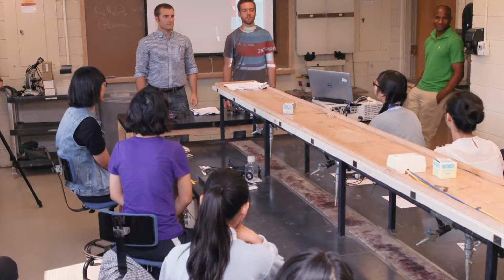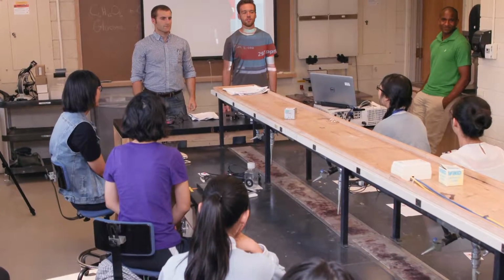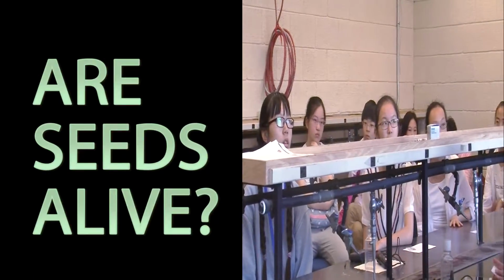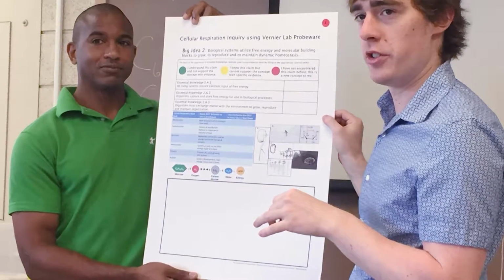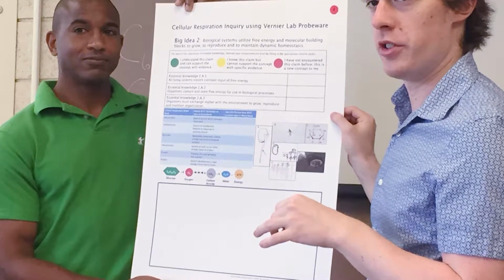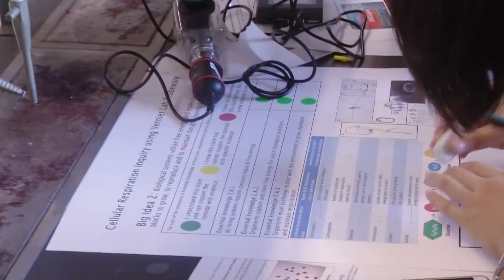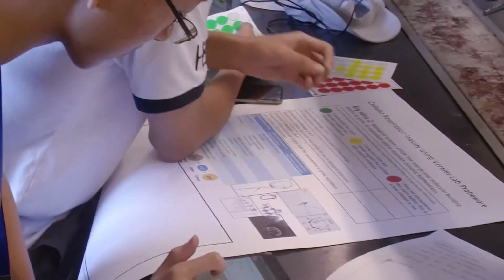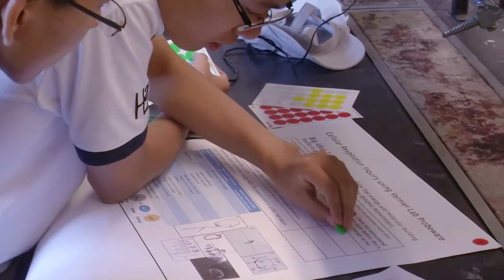An essential question helps to frame the exploration and uncover student understanding. Are seeds alive? Low-tech tools are used to assess understanding. Student teams are given graphic posters. If you understand this idea well and you can explain it, you're going to want to put a green dot.